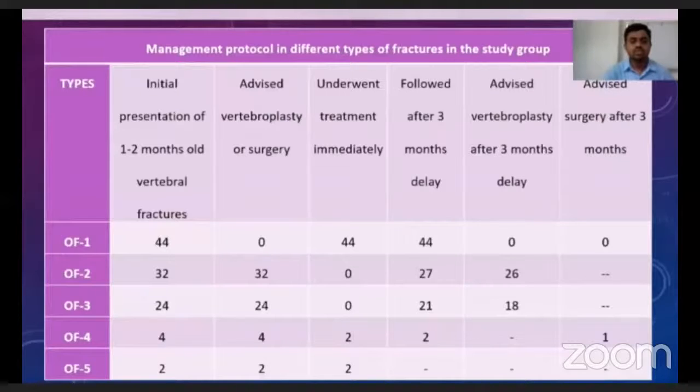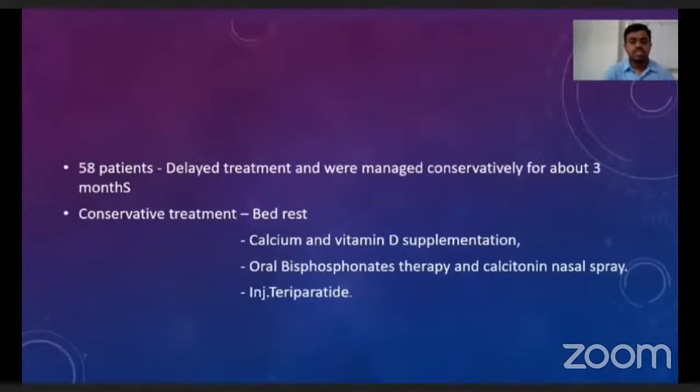25 patients who came under OF3, we advised vertebroplasty as the primary procedure. Of these, 21 patients came after 3 months follow-up. Of these, 18 patients further needed vertebroplasty as the primary procedure. 4 patients who come under OF4 and 2 patients under OF5, we advised stabilization as the primary procedure. 4 patients underwent immediate treatment, 2 patients underwent delayed treatment. Of these, 1 patient further needed stabilization as the primary procedure.